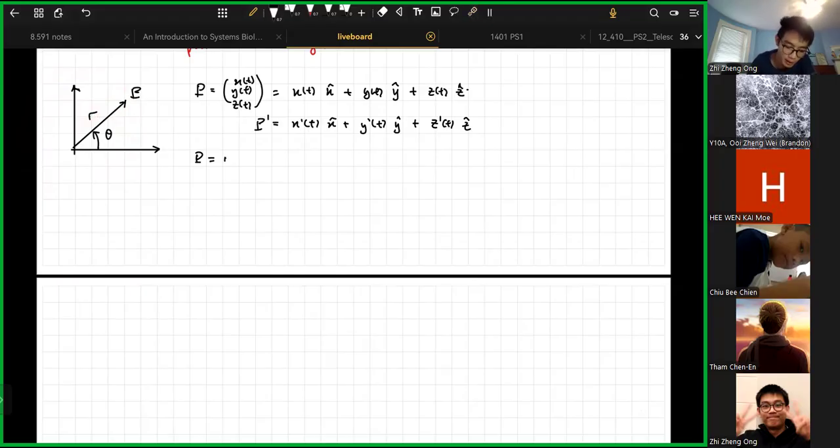So we said that p can be written as r r hat. So when I take the time derivative, the caveat that you have to be careful of is that r hat is also a function of theta. So there's going to be r prime r hat plus r r hat prime. I'm just using the product rule here: left d right plus right d left, u dv plus v du. The product rule. So it's a little bit tricky because this unit vector has a time dependence.